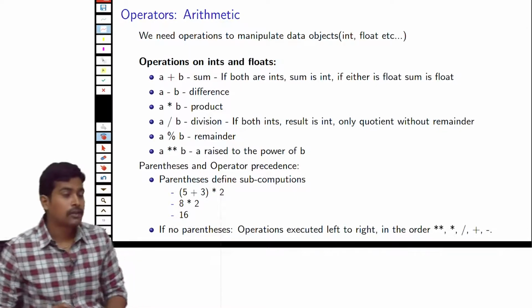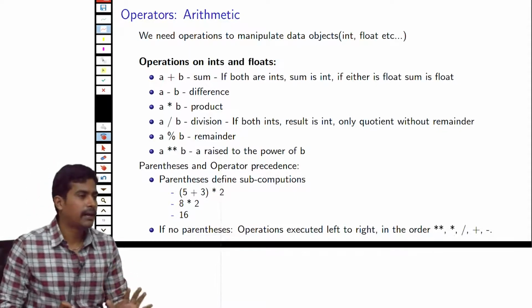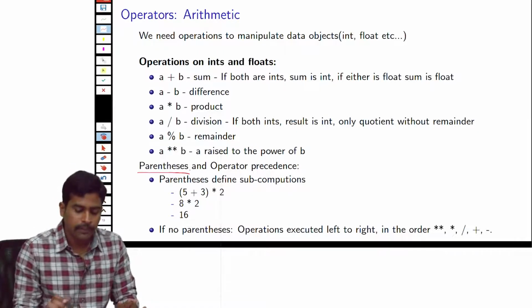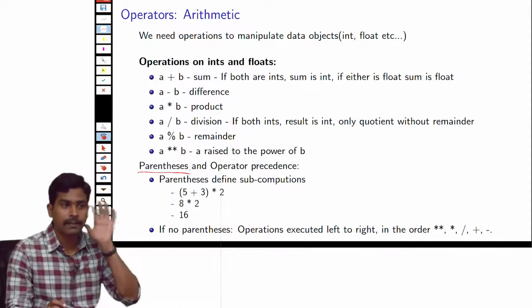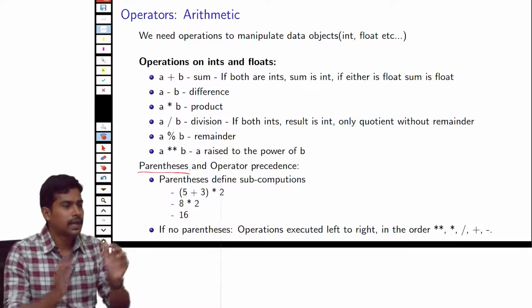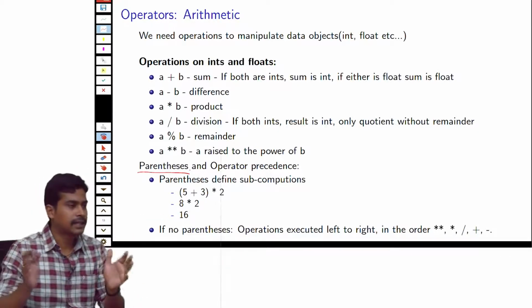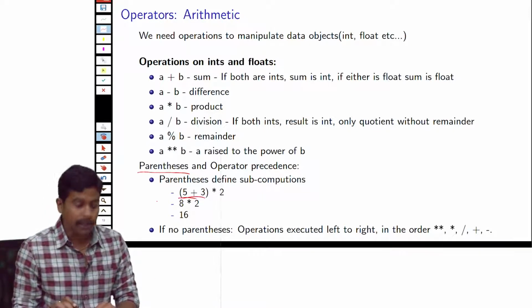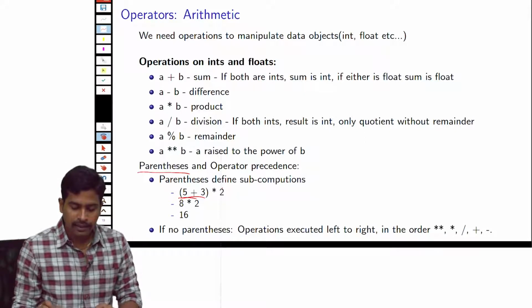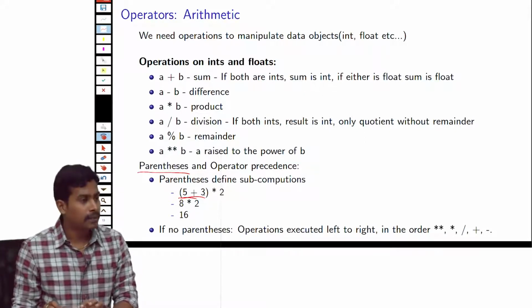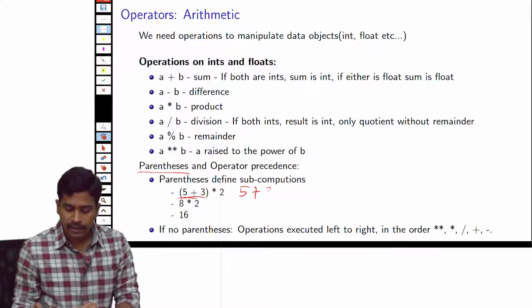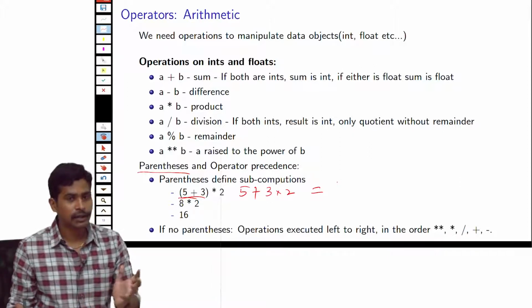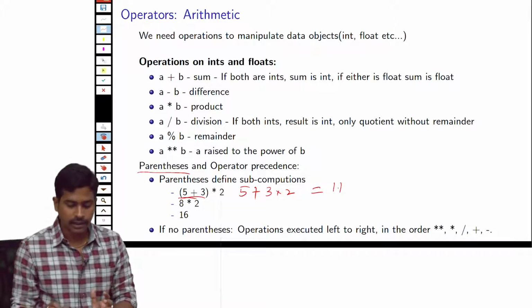Another important thing that you have to keep in mind when using these arithmetic operations is where you keep your parentheses. For example, if you have a line of program that has so many arithmetic operations like additions, multiplications and divisions, you have to keep your parentheses properly. Instead of writing 5 plus 3 in brackets, if you write 5 plus 3 into 2, the result will be, can you just tell? It's going to be 11 instead of 16.